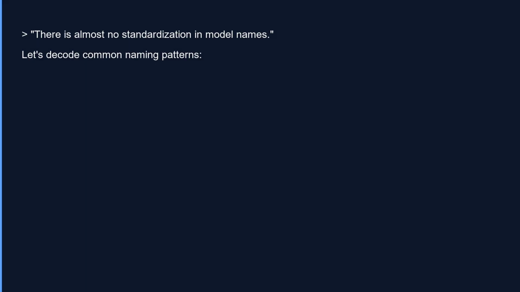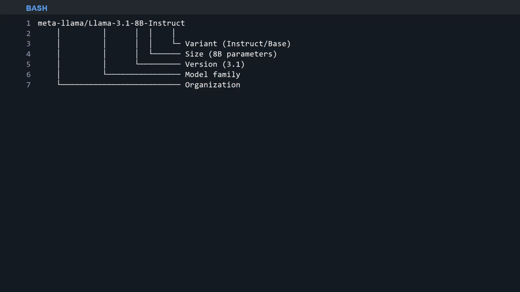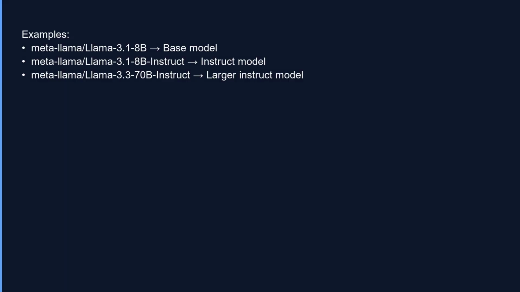There is almost no standardization in model names. Let's decode common naming patterns. Examples: meta-llama, Llama 3.1 8B, base model. meta-llama, Llama 3.1 8B Instruct, instruct model. meta-llama, Llama 3.3 70B Instruct, larger instruct model.